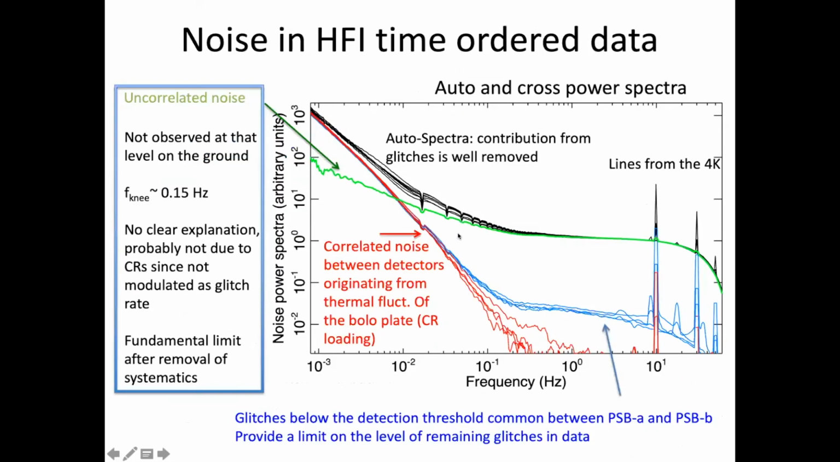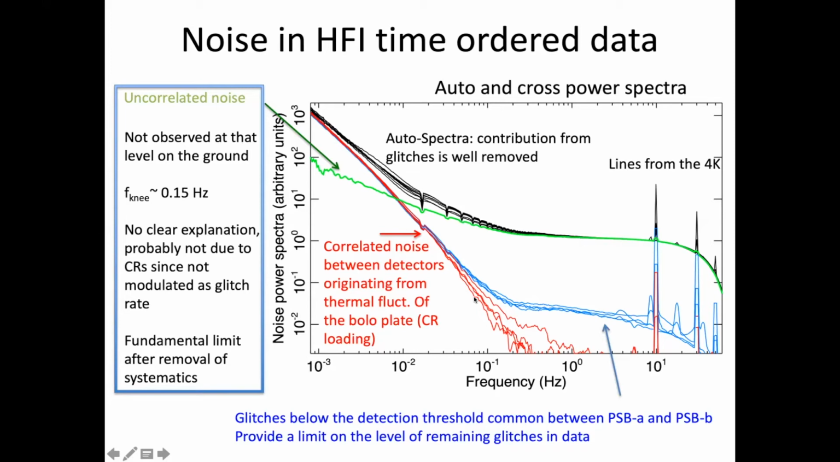So this is the power spectrum after cleaning. In black, you can see the TOD power spectrum after glitch cleaning for different detectors. In red, you have a common mode for all detectors, which was due, like I mentioned before, to those thermal fluctuations of the focal plane due, again, to glitches falling on the focal plane. Okay, but we were left with that.